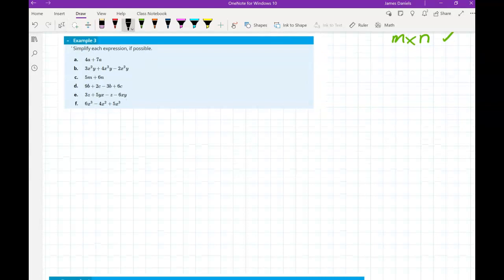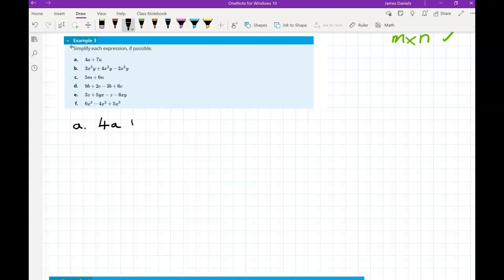Simplify each expression if possible. Now we can only add and subtract if they're like terms. I'm going to put a here, 4a plus 7a. Do I have the same pronumeral? Yes, they both have an a. They've both got the same index or power. And 4a's plus 7a's, I then have 11a's.